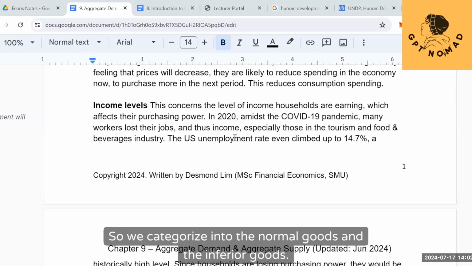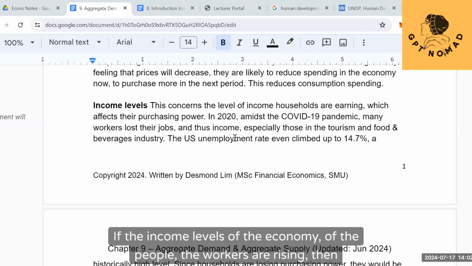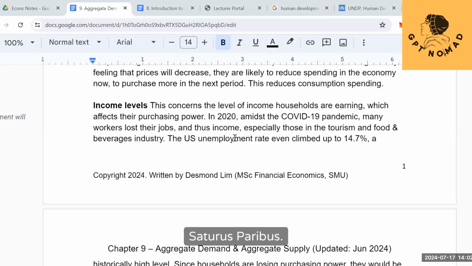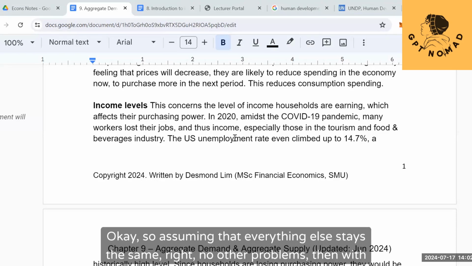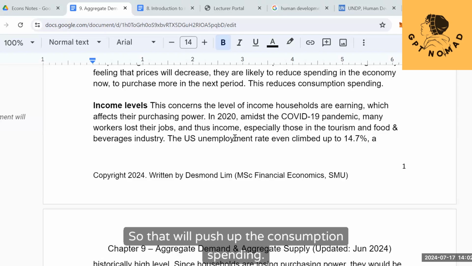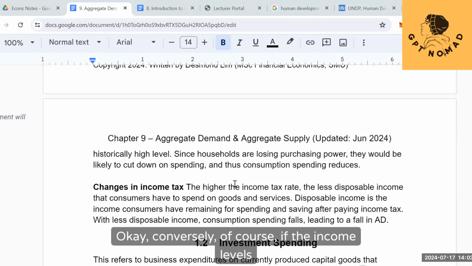So we categorize into normal goods and inferior goods. So here in general, if the income levels of the economy, of the people, the workers are rising, then generally consumption spending will increase, ceteris paribus. Okay, so assuming that everything else stays the same, with a higher income, the consumers are likely to spend more than before, right? So that will push up the consumption spending. Conversely, of course, if the income levels fall, then people will spend less as a result.